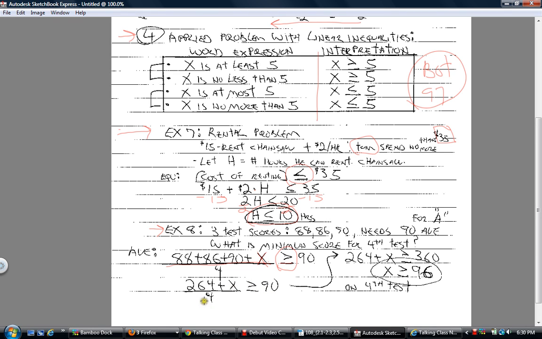Okay. Next thing to do is to multiply both sides by a positive 4, and that's because you're dividing by 4. It's a fraction. If you multiply by 4 on both sides, the 4's will cancel out, because this is all one term here, and you get 264 plus X greater than or equal to 360. Now that's the key step to this problem. When you divide by 4, multiply by 4 on both sides, you maintain equality, maintain balance. Now you can subtract 264 on each side, and you get X is greater than or equal to 96.